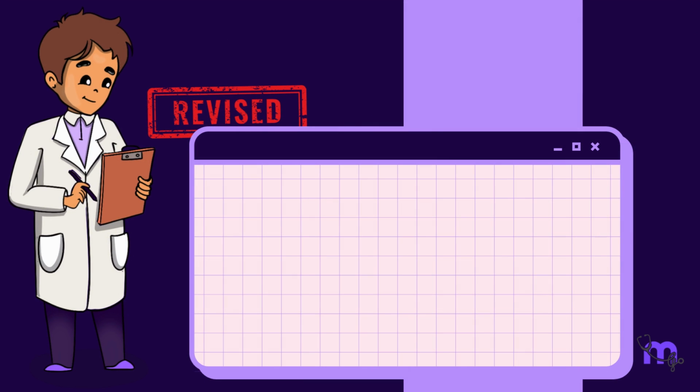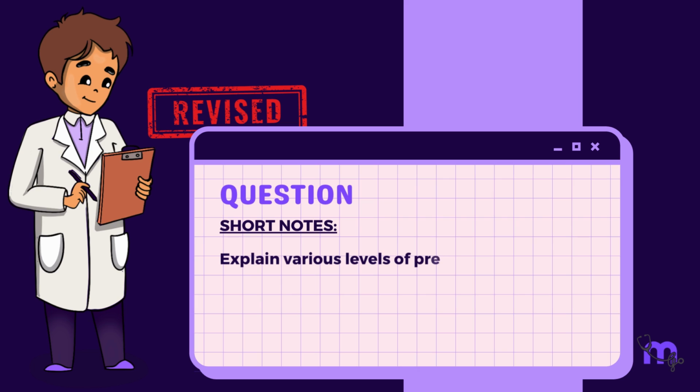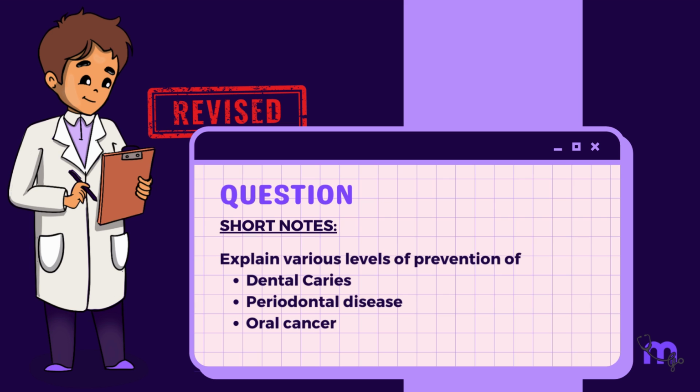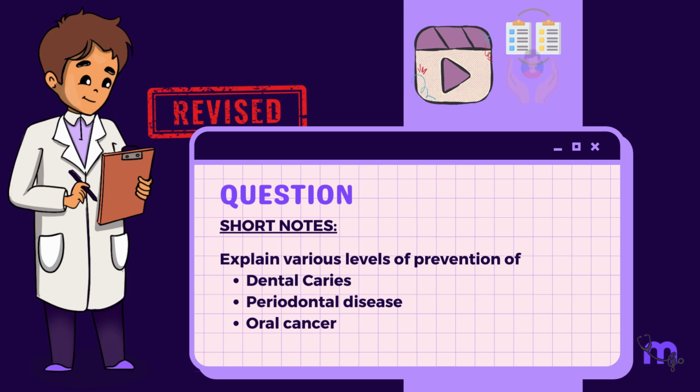This was a brief revision about the terms we have already studied. A very commonly asked question, as a short note, emphasizes explaining the various levels of prevention for dental caries, periodontal diseases, and oral cancer. Through this video, we will learn by making a comparison so that you can retain these points later.